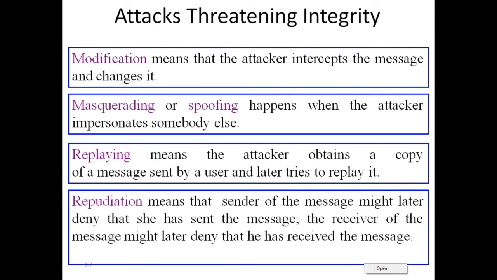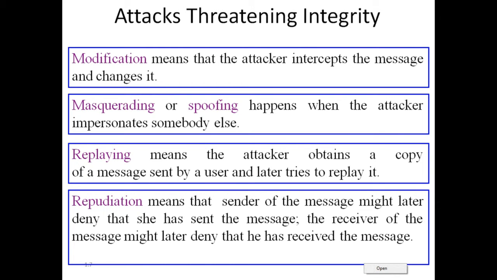Then come the attacks threatening integrity. These include modification, masquerading, replaying, and repudiation. Modification means the attacker attempts to intercept a message and change it. Masquerading or spoofing is an attempt by the attacker to impersonate somebody else. It may include MAC spoofing, IP spoofing, ARP spoofing, etc.